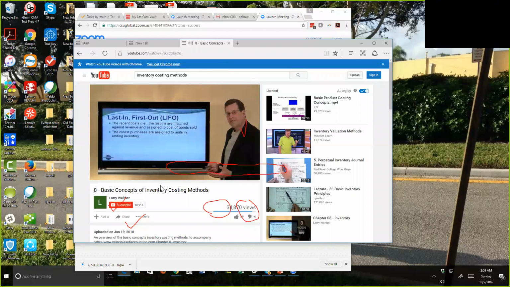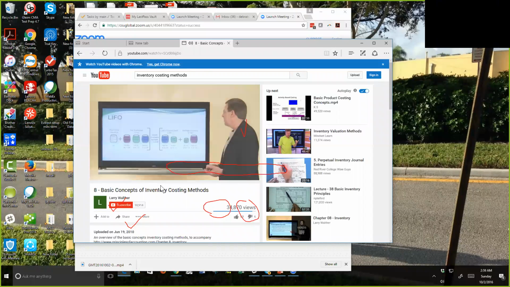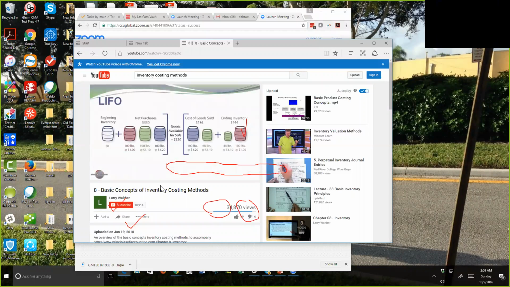Conversely, last in, first out is just the opposite. The recent costs are matched against revenue and assigned to cost of goods sold, while the oldest purchases remain in inventory. So here we have the same purchases of barrels of nails, 3 barrels at 100 pounds each, at a different cost per pound. When we assign our $330 of cost of goods available for sale, here we're taking the blue and the green first, that is the last in is the first out, and we're assigning that to cost of goods sold. It's $186. The ending inventory is from the earliest purchases during the period.